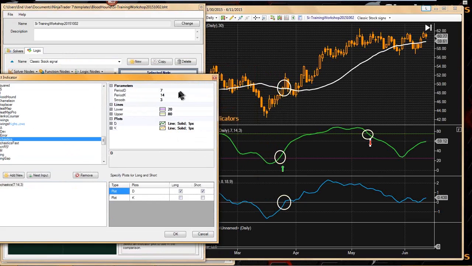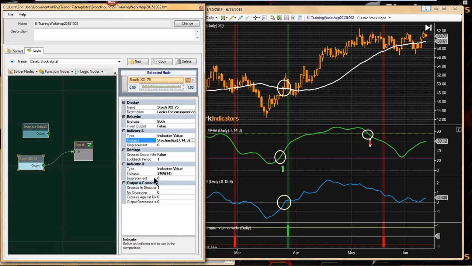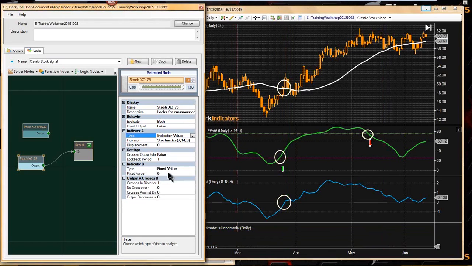Right, and I'm just using 7, 14, and 3, the standard settings here. And what you see here is the D plot of that. And indicator B is going to be our 75 value here, our 75 level. So I'm going to set the type to a fixed value and put 75 in there.